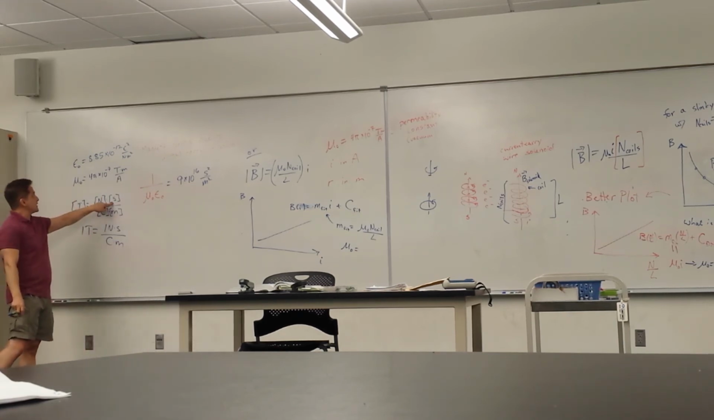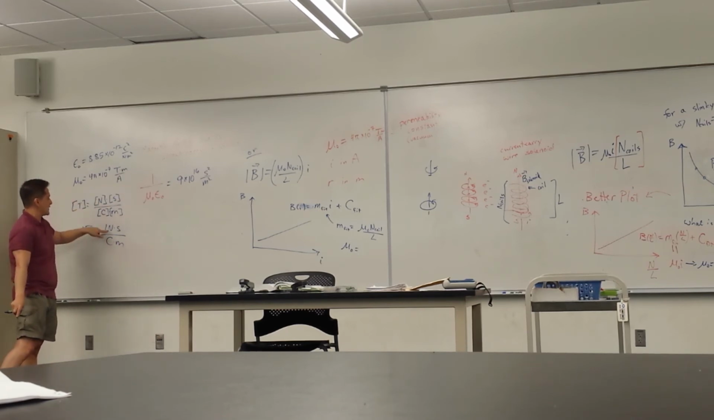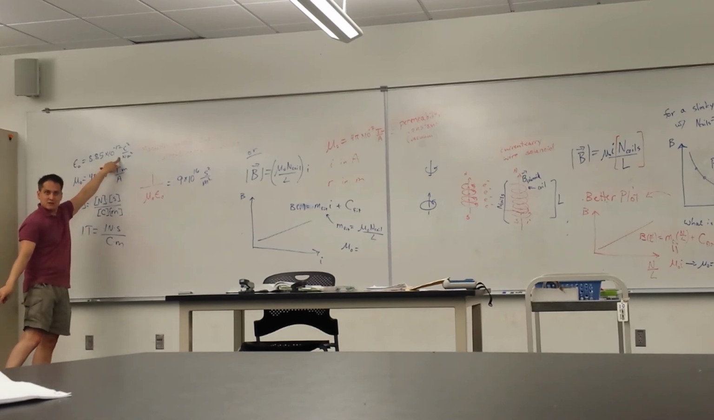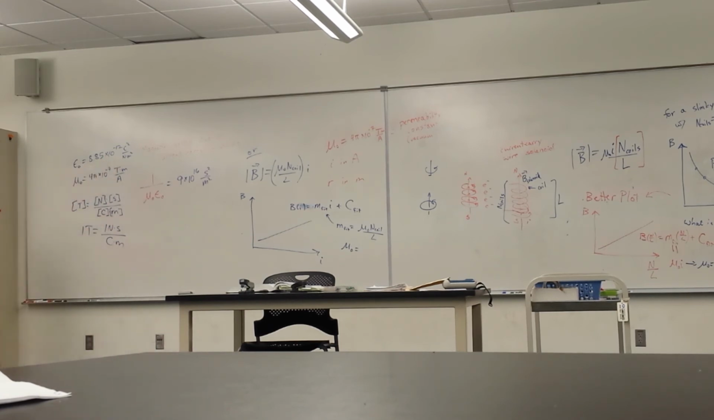You got seconds in the denominator, and you got another seconds in the denominator. This meter cancels out with that meter. You're left with a kilogram meter per second squared. That cancels out with that. The coulombs cancel out. And you're left with this. Now, is that right? Am I losing something? It seems like a coulomb is missing somewhere.